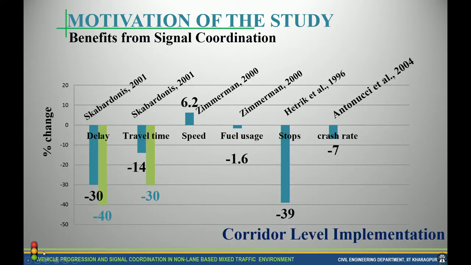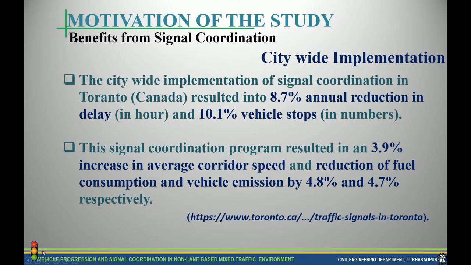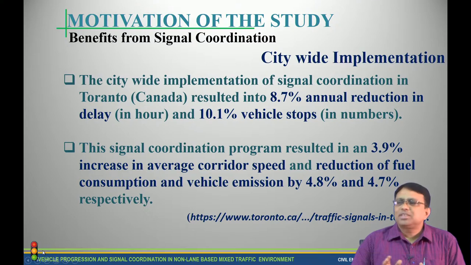The benefits of signal coordination have also been reported by different researchers in different studies: the delay is reduced, travel time is reduced, speed is increased, fuel usage is reduced, the number of stops is reduced, and even the crash rate is reduced, right? So these researchers have told the benefit. There are distinct benefits. Also, area-wide or city-wide implementation brings benefit. So all is tested, all is known that this could be effective, this could bring benefit, right?